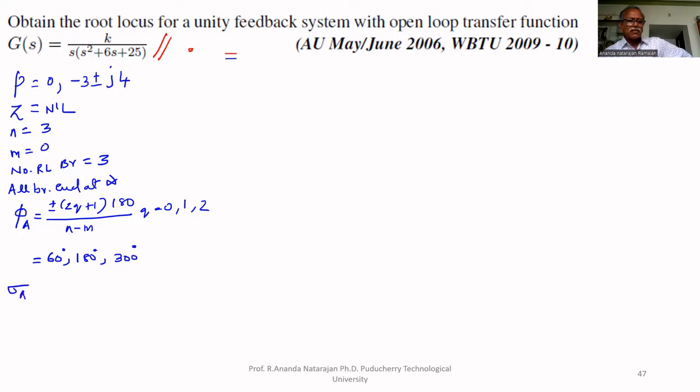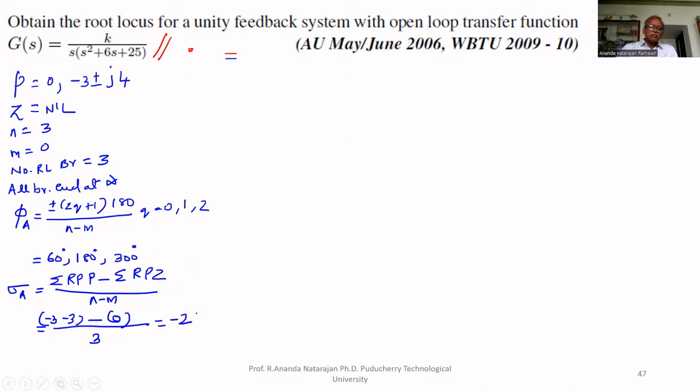These asymptotes will meet at centroid sigma a equal to sum of real parts of poles minus sum of real parts of zeros upon n minus m. That is equal to sum of real parts of poles, minus 3 minus 3, minus 0, divided by 3. That is minus 6 by 3, minus 2. They are meeting at minus 2.